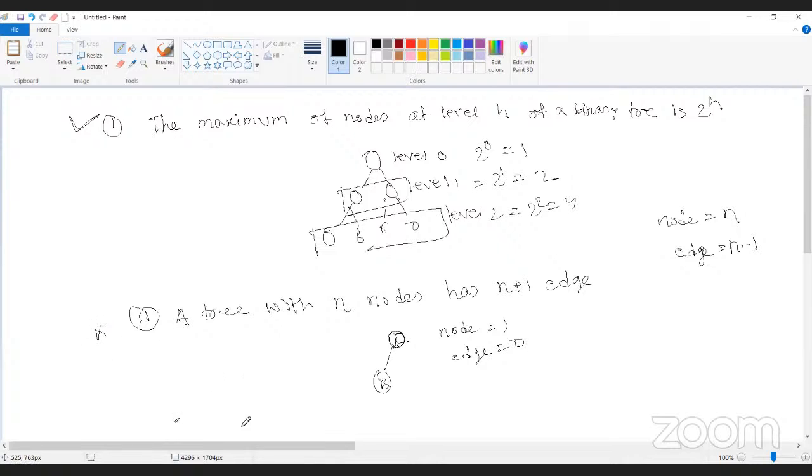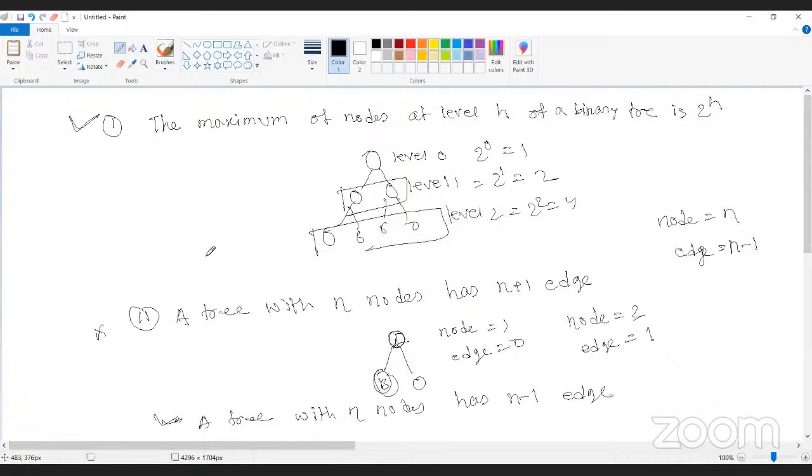The third statement is: a tree with n nodes has n minus 1 edges. So this statement is correct, because we have seen, if there is 1 node, then edges will be 0. If there are 2 nodes, edges will be 1. If there are 3 nodes, edges will be 3 minus 1, 2. So this statement is correct.